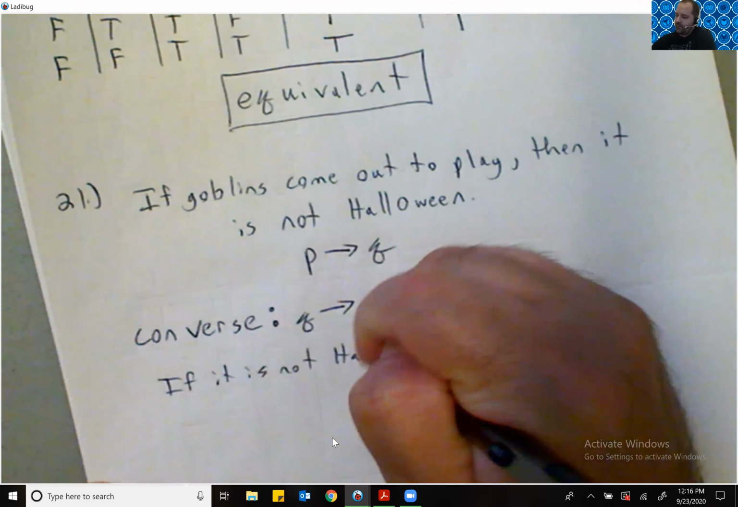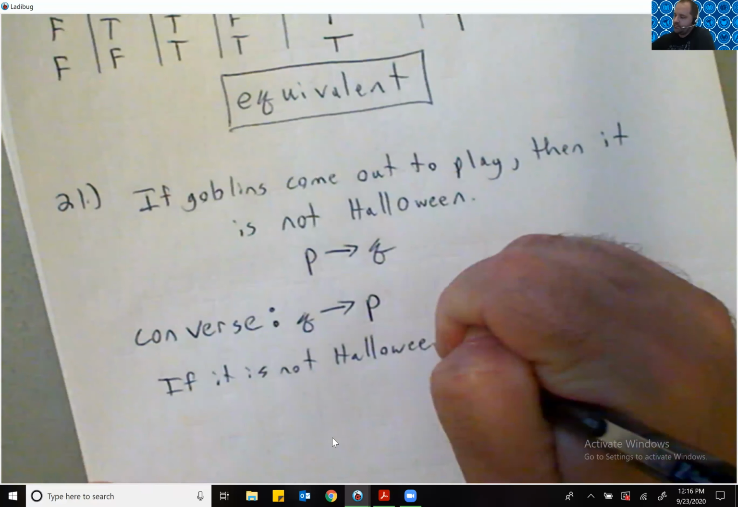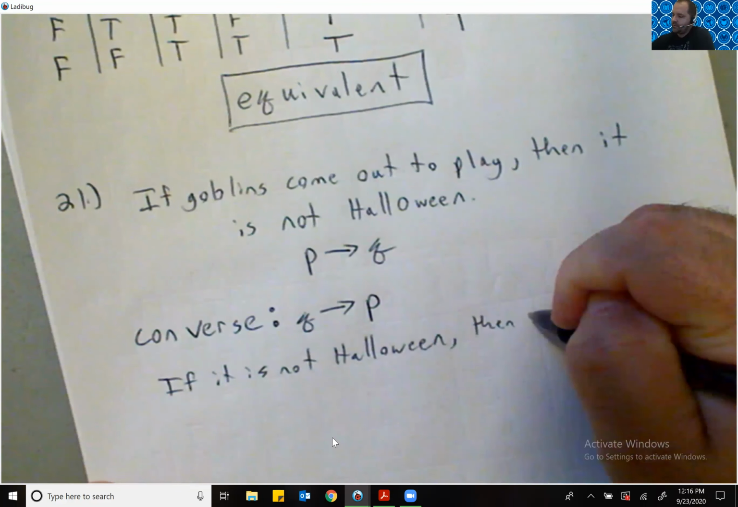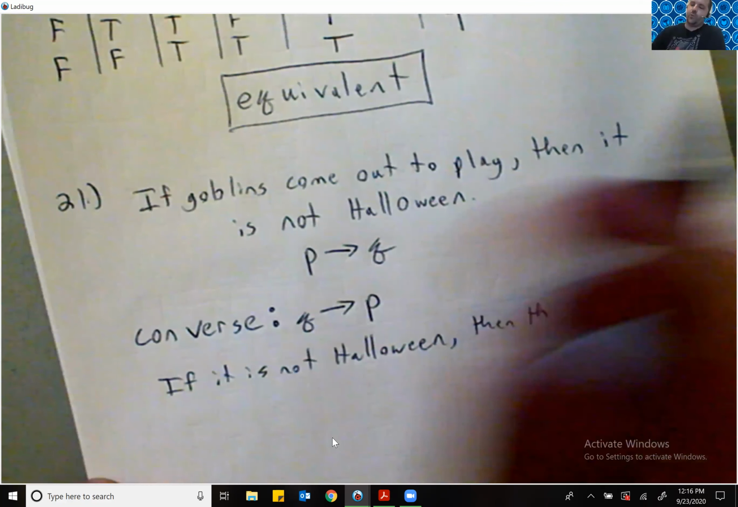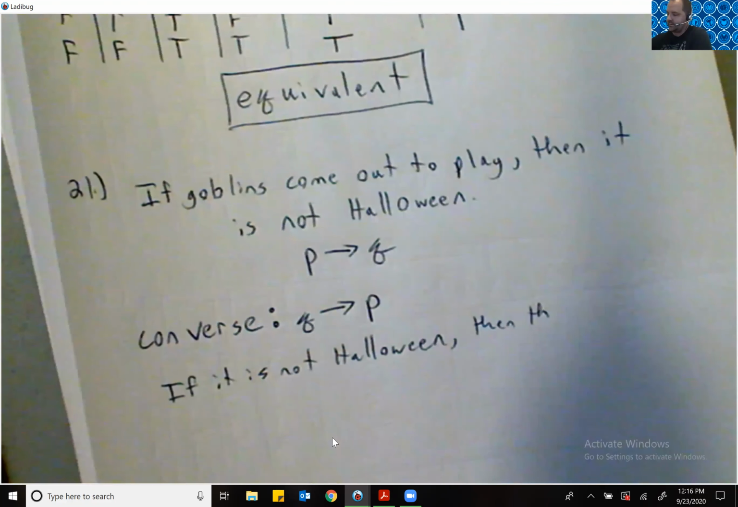If it is not Halloween, then goblins come out to play. Or the goblins come out to play. It's all the same.